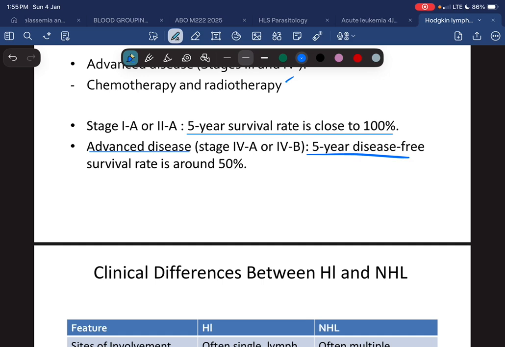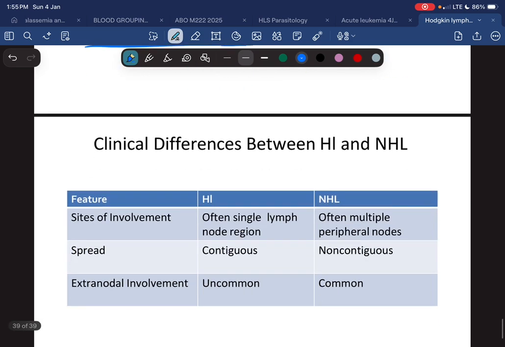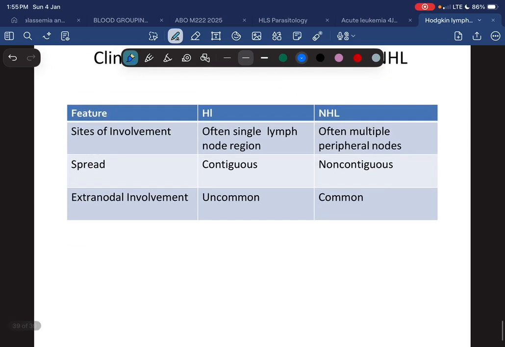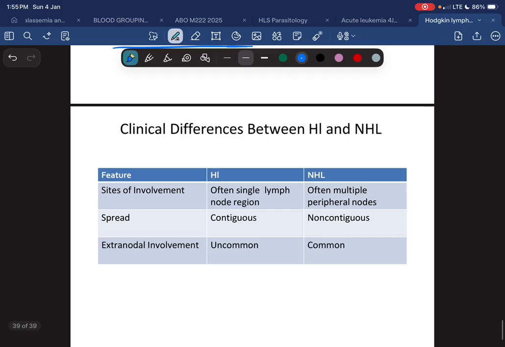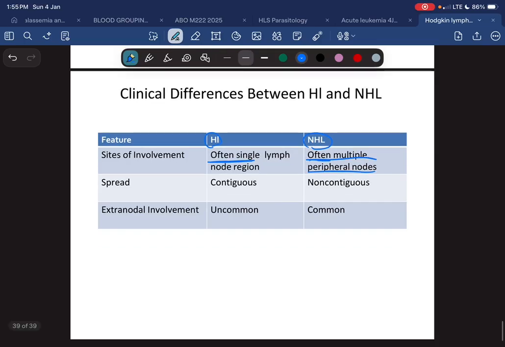Okay, now, God willing, next lecture we will talk about non-Hodgkin lymphomas. But a quick comparison: Hodgkin lymphoma often involves a single lymph node region, while non-Hodgkin lymphoma involves multiple peripheral lymph nodes. The spread is contiguous in Hodgkin and non-contiguous in non-Hodgkin lymphoma. Extranodal involvement is more common in non-Hodgkin lymphoma.